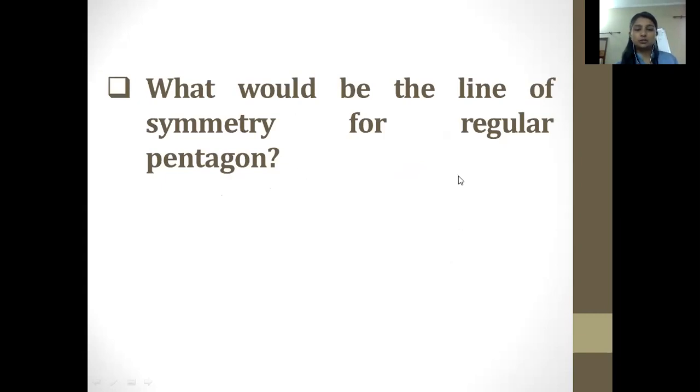So what would be the lines of symmetry for a regular pentagon? In a pentagon, how many sides are there? Yes, you are guessing it right. Five. So what do you think in the case of a pentagon? How many lines of symmetry would there be? Let us try on the board. You can also do it in your books. Let us draw a pentagon here.